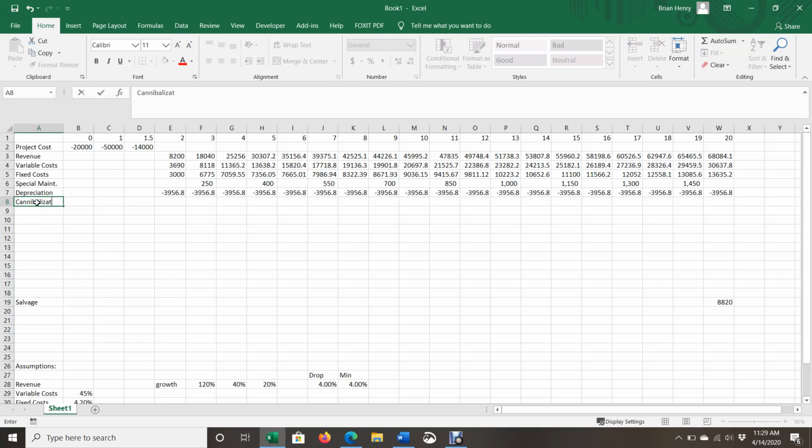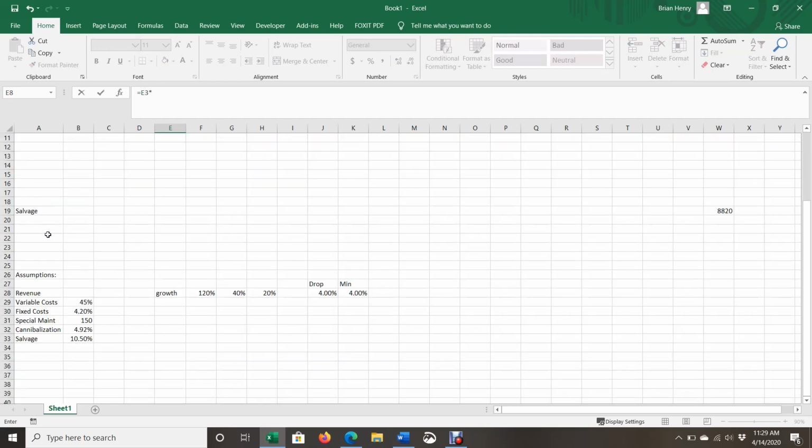Cannibalization. We should probably come up with a better word for this, huh? It's not a pleasant word to use. But anyway, so we're going to reduce our revenues by a little bit. Go ahead and lock that.